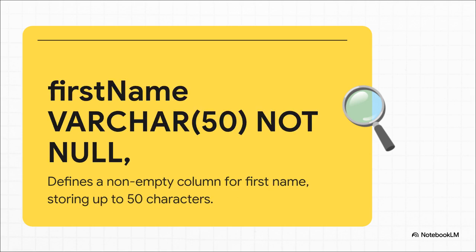Next, we define a space for the first name. That varchar 50 part just means it's a text field that can hold up to 50 characters. But the really crucial part here is not null. This is a rule we're adding to our blueprint. It means this field has to have a value. I mean, you can't have a student without a first name, right?